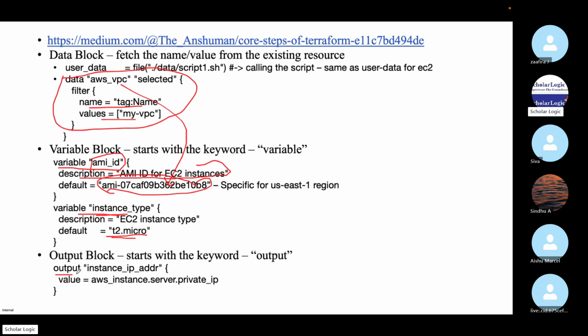In the output block also, you can get the output address by defining your variable name, and then you give the object notation: your object dot your attribute. Whatever is after the object is called the attribute. Whatever is the first one is called the object. AWS instance is an object. From there, you are trying to call the attribute server and then private IP.